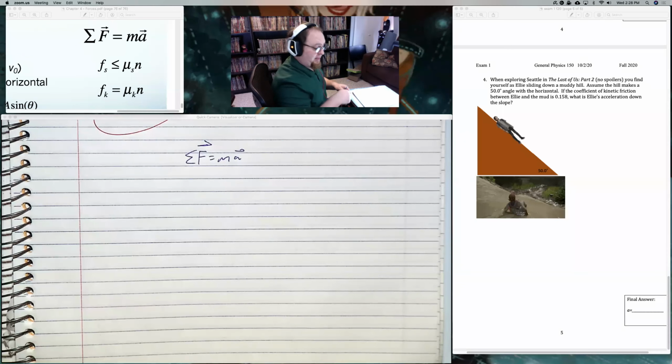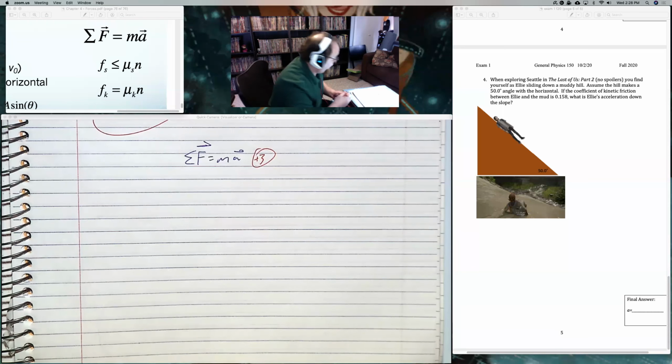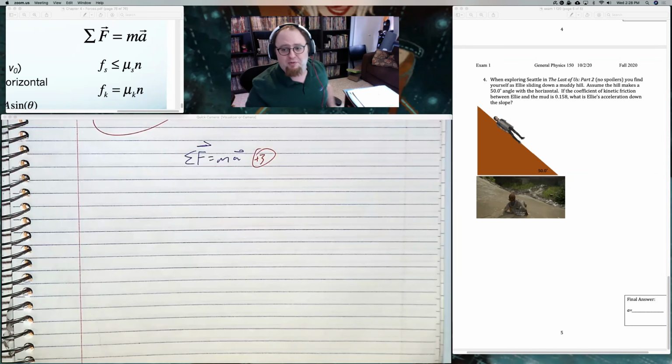3 points just for writing that equation. Didn't even have to read the problem. I could have just said, hey, it's the fourth problem on the exam within that equation and gotten 3 points.